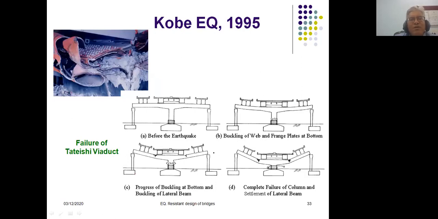viaduct portion. And in this viaduct portion also, there was bulging, of course, a buckling of the web and the flange plates. It was a steel bridge, but this will give us an idea of the potential positions of plastic hinge formations where we need to take care. Otherwise, buckling of the steel column has taken place here. So the same thing would also happen to an RCC column.